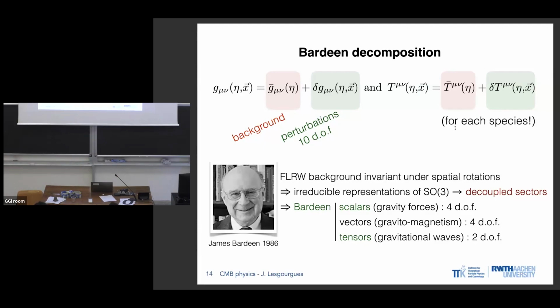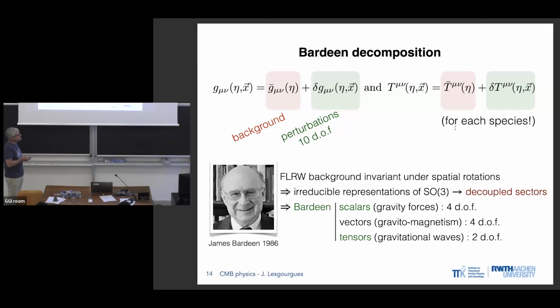And Bardeen shows that the 3 sectors account for completely different physical mechanisms. The scalar sector is a generalization of Newton theory. It tells you how an overdensity creates gravitational forces. The vector sector describes something very specific to general relativity called gravitomagnetism. It encodes all the effects of the gravity created by vorticity in matter. And the tensor sector accounts for gravitational waves.